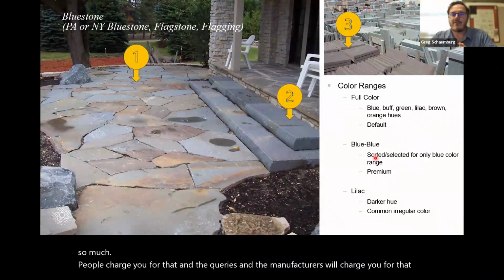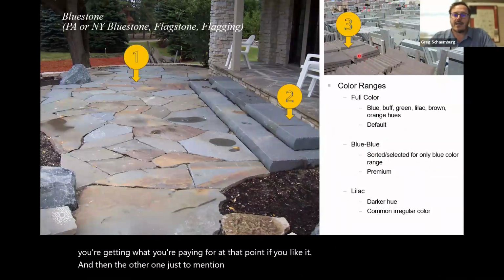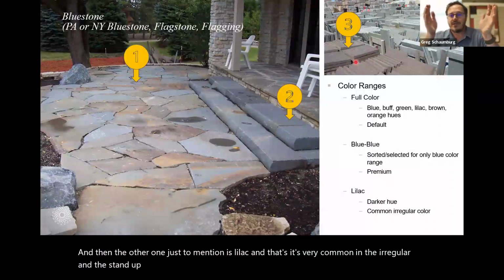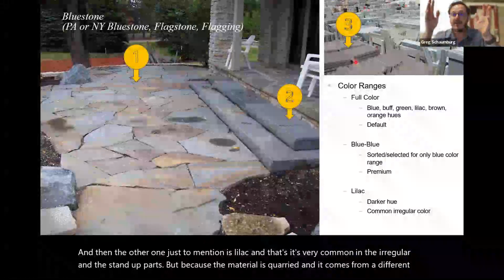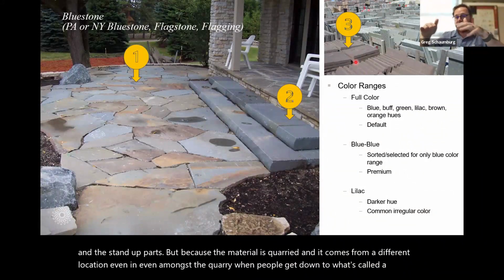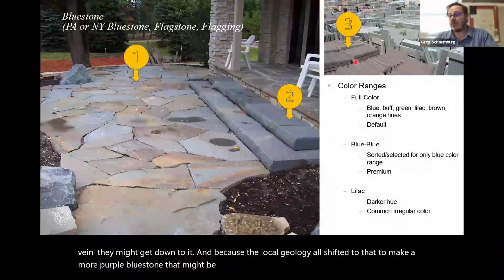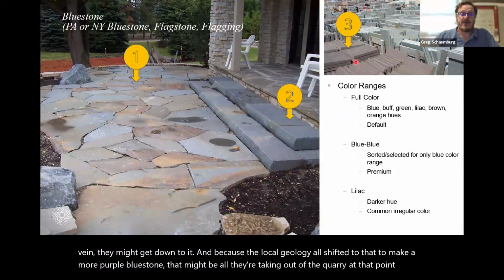So you're getting what you're paying for at that point if you like it. And then the other one just to mention is lilac, and it's very common in the irregular and the stand-up parts. But because the material is quarried and it comes from a different location, even amongst the quarry, when people get down to what's called a certain vein, and because the local geology all shifted to that to make a more purple bluestone, that might be all they're taking out of the quarry at that point is just the purple material.